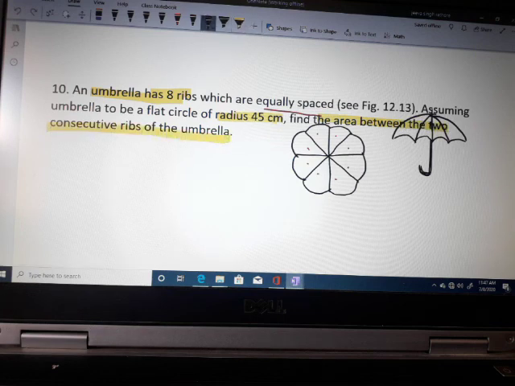Find the area between the two consecutive ribs of the umbrella. एरिया फाइंड आउट करना है तो पहले एंगल थीटा फाइंड आउट करना पड़ेगा, क्योंकि ये सेक्टर फॉर्म है तो ये एंगल थीटा चाहिए आपको. थीटा इक्वल टू टोटल कितने रिब्स है? 8. तो 360 डिवाइडेड बाय 8 you will get that value equals 45 डिग्री.